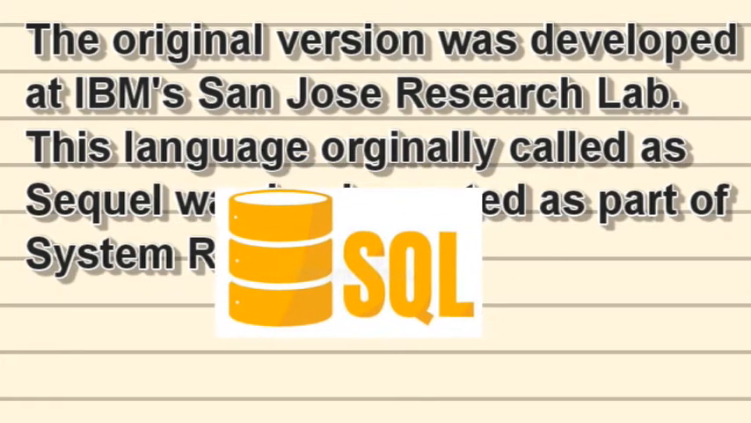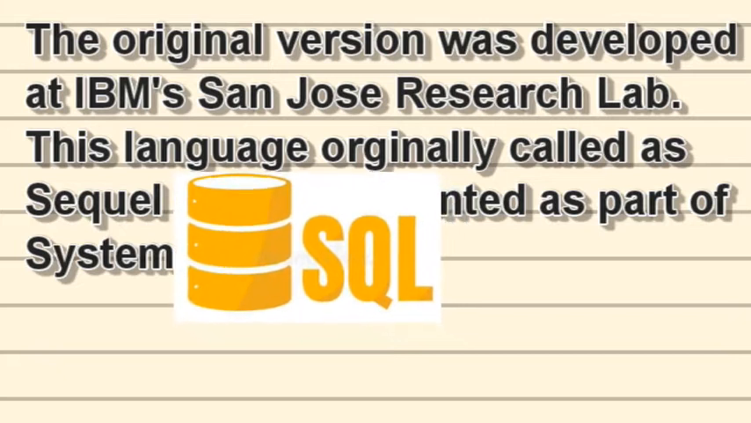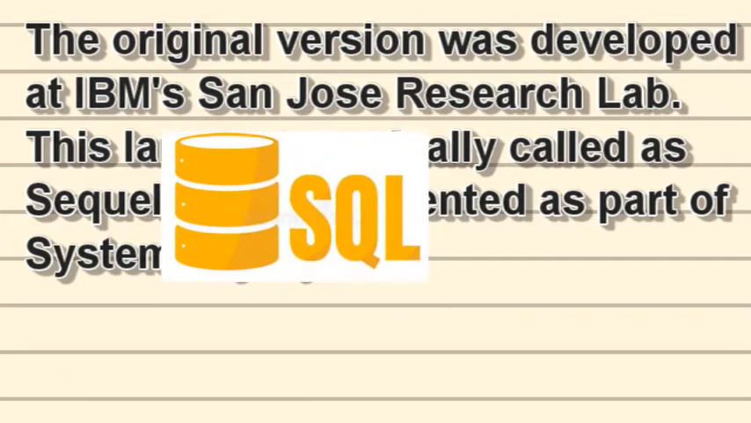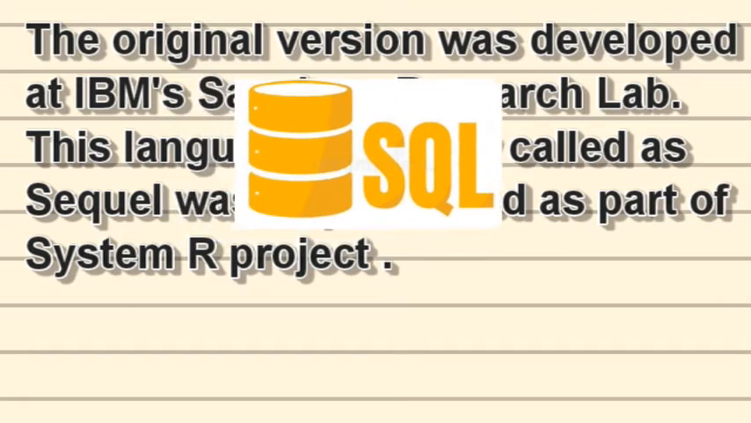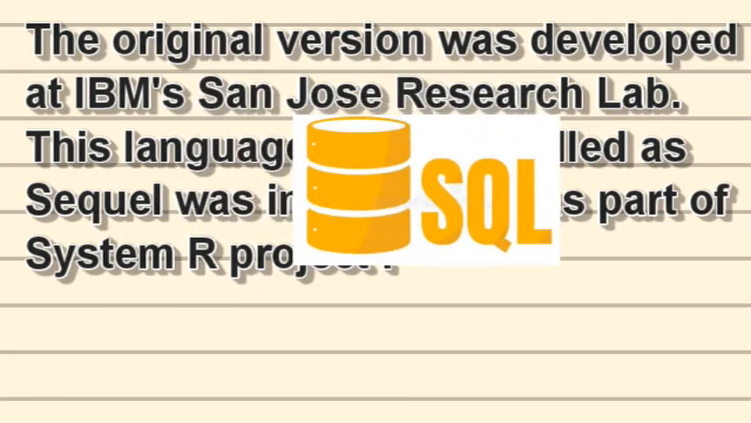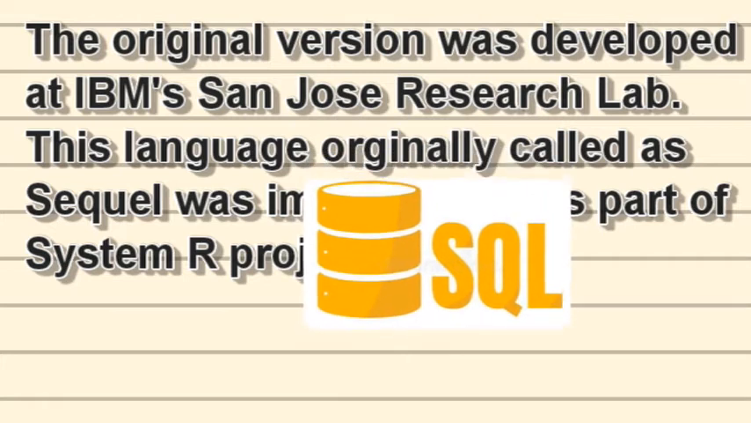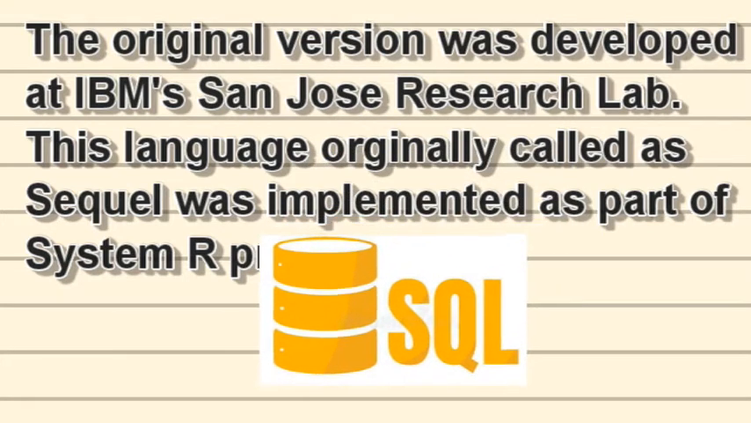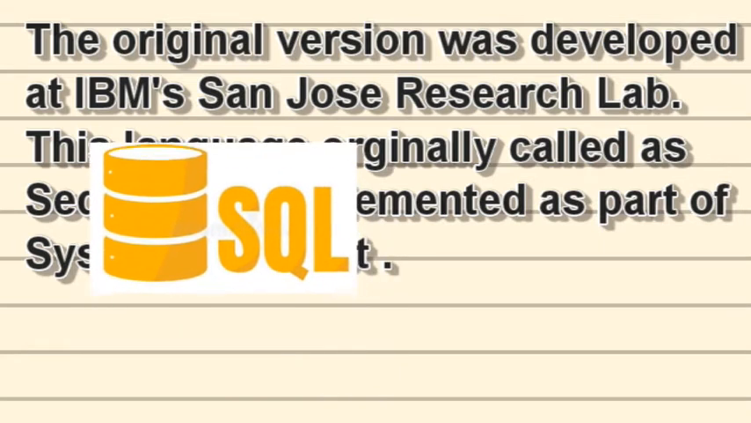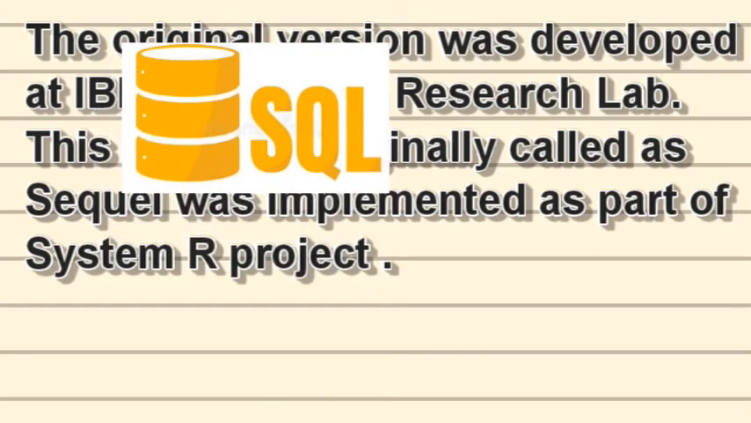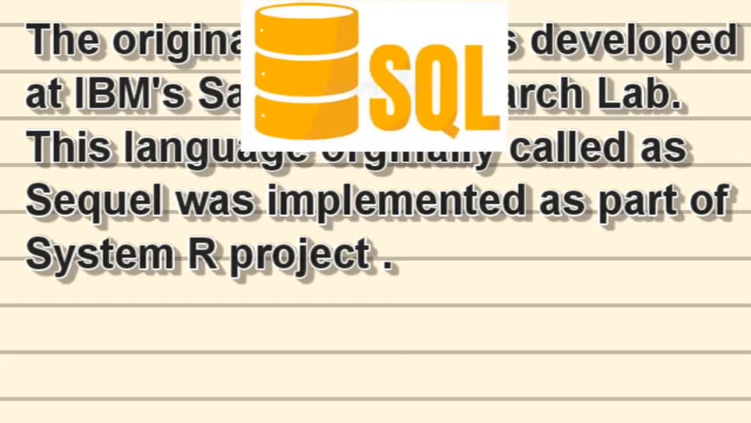The original version was developed at IBM San Jose Research Lab. This language was originally called SEQUEL, which was implemented as a part of the System R project in the early 1970s. Later on, it was changed to SQL, and now we use it as the SQL language with the help of Oracle and others. I'm going to tell you how we are going to run this and what things you need when we are going to run the SQL queries.